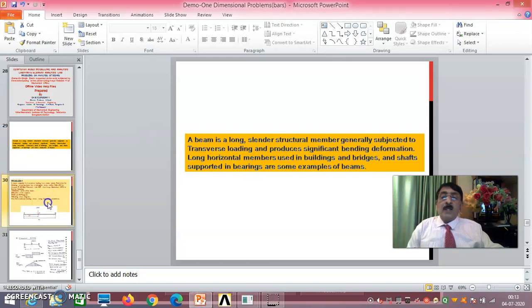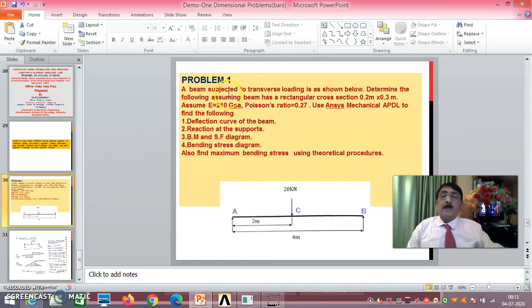Now you see here the problem. Problem one: a beam is subjected to transverse loading as shown. This is a beam AB and the span length is 4 meters. It is supported at the ends, at A and B. At C, at the middle point, you have a transverse loading of 20 kilonewtons.